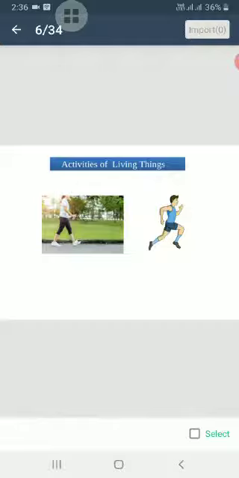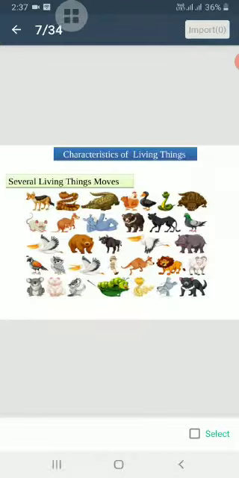Let's study some of the features of living things that include both animals and plants. The first is that living things move. You can see animals moving. They move around in search of food or shelter or to escape from enemies. Besides, their body parts move in different ways.